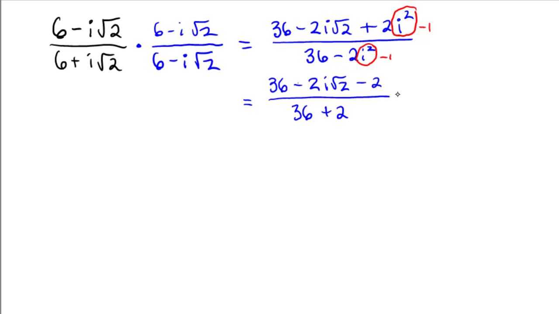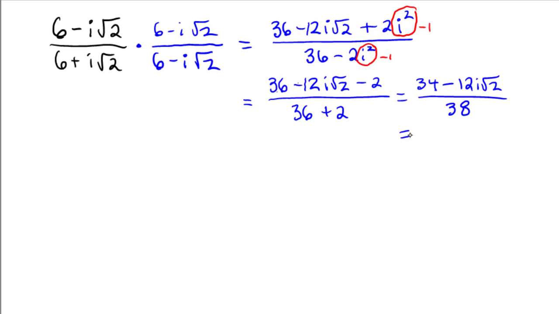Okay, a little bit of simplification now. What are we getting? 36 minus 2 is 34. And then, oops, I forgot to double the middle, didn't I? Okay, quick error that I got to go back and fix. 6 times i rad 2 times 2 gives me actually a 12 in there, because it's 2 times 6 times i rad 2. Oh, I'm glad I caught that. That would have been a disaster. So 36 minus 2 is 34. And then we get minus 12 i rad 2 all over 36 plus 2, which is 38.